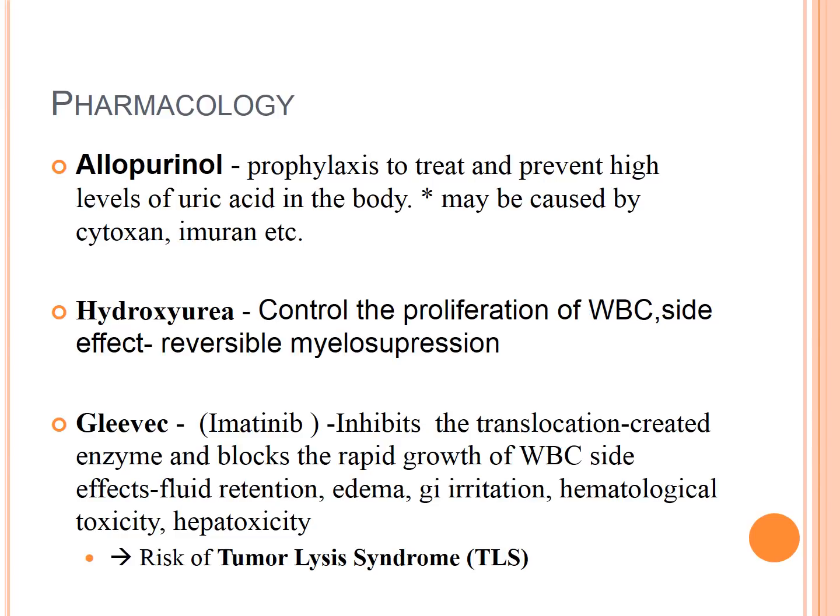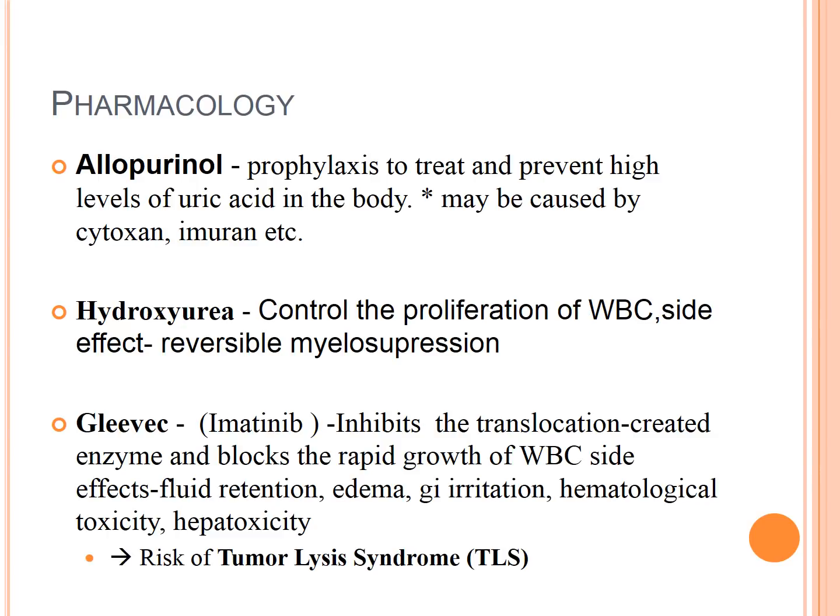And then your Gleevec. So Gleevec is that chemo medication that I had just mentioned with the CML. And Gleevec can help inhibit the translocation, create an enzyme, and block the rapid growth of white blood cells. Okay, so it helps to stop all of that rapid growth and proliferation of these immature leukemic white blood cells. You can see the side effects listed here: fluid retention.